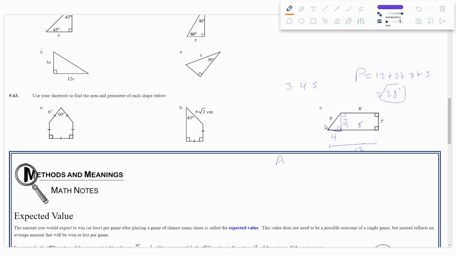For area, you could either find the area of the triangle and the rectangle and add them together, or just for practice, we're going to do the area of the trapezoid. So base 1 plus base 2 is 12 plus 8, times the height, which is 3, divided by 2. 12 plus 8 is 20, times 3 divided by 2. So 60 divided by 2 is going to be 30 feet squared.